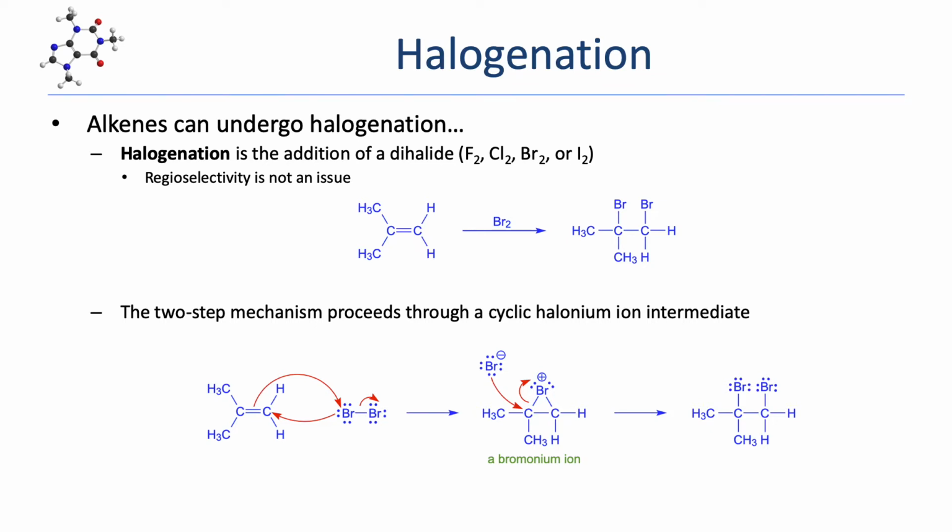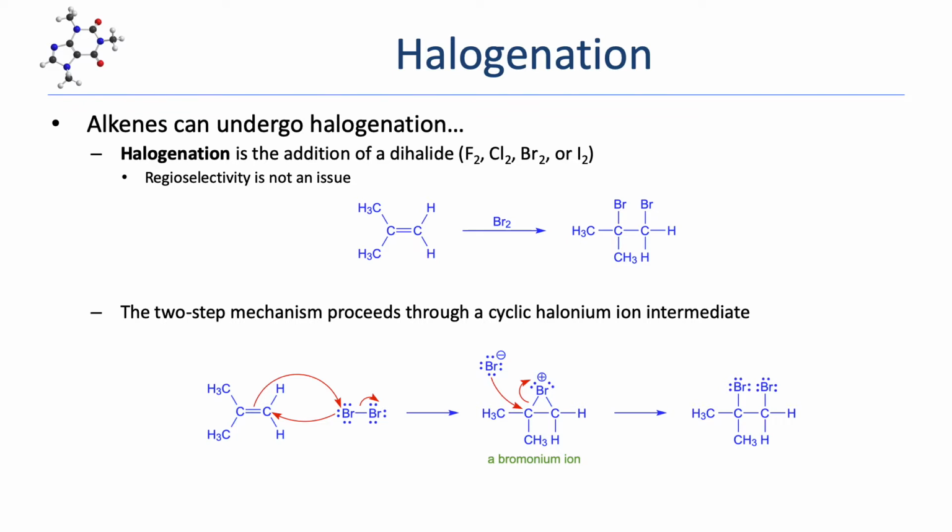In a halogenation, regioselectivity is not an issue because the exact same group is being added to both carbons of the alkene. If we look at the mechanism, we can see that it's actually a good bit different than the reactions that occurred under acidic conditions. Once again, the alkene will serve as the nucleophile, and the dihalide will act as the electrophile.